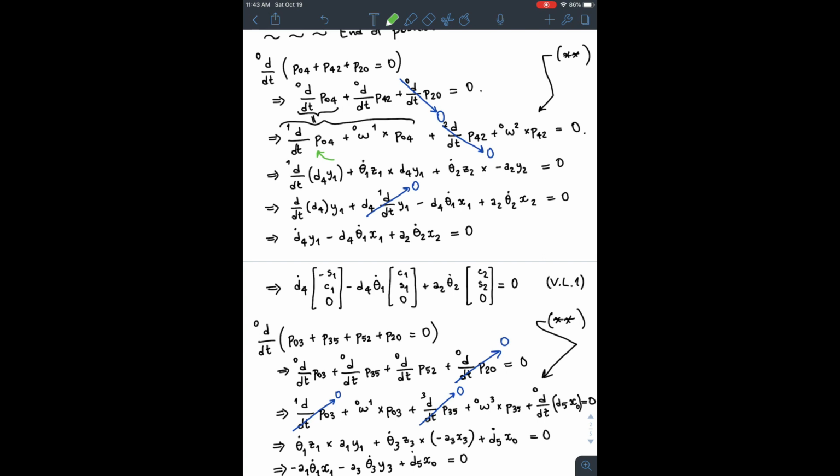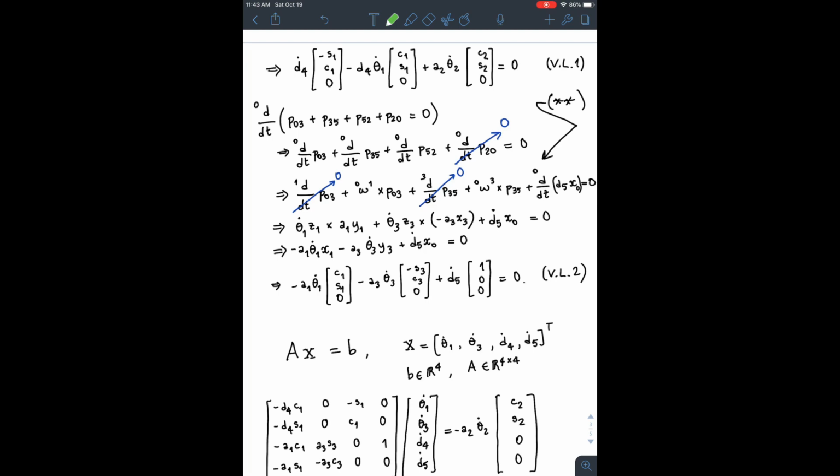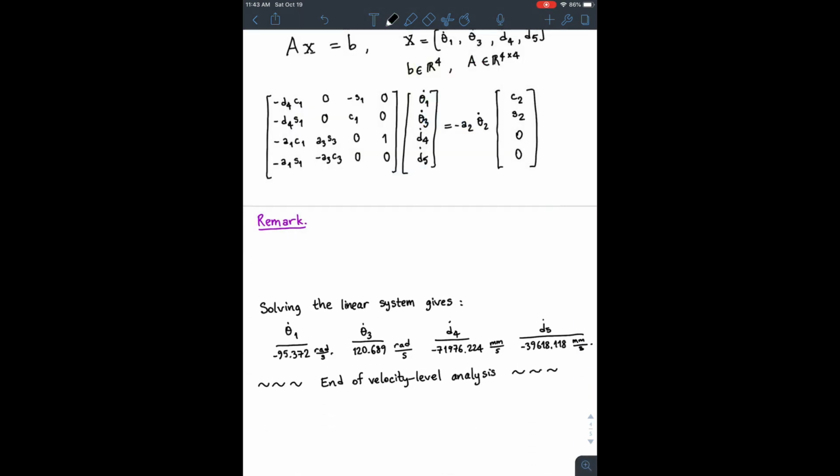Let's look at that term a little closely and remember the definition of velocity of a point from our lectures. So I am going to claim that the velocity of the point B in the first frame is equal to d/dt in 1 of the vector p04. Again, the velocity of point B in 1 equals d/dt in 1 of p04. Why is that? Let's go back to our figure.